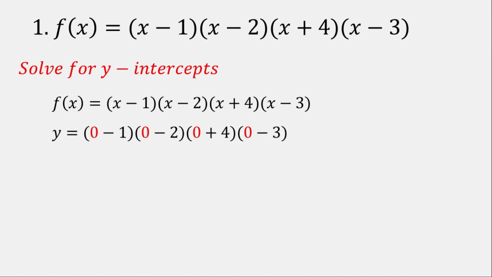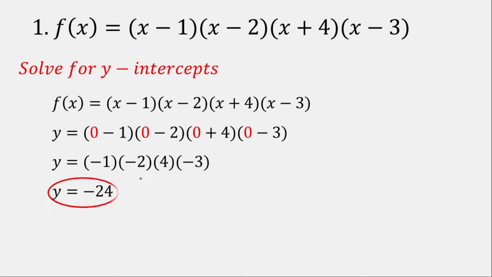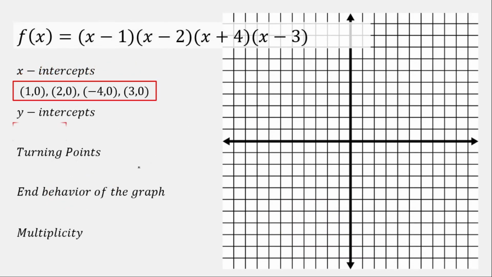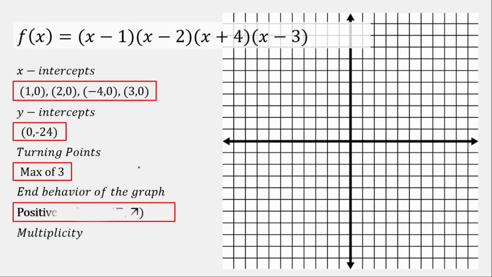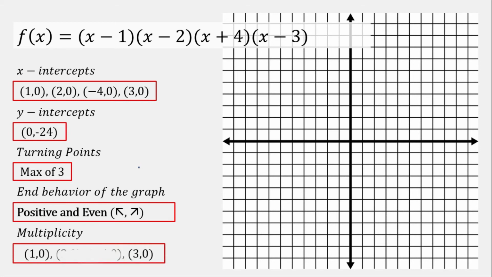Now, for the y-intercept, let's substitute 0 for x. So we get 1, -2, 4, and 3. If we multiply them all, we get -24. So this is our y-intercept. Now we will fill out all the things that we need, and after that, we'll graph them.